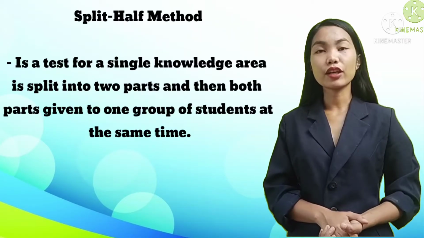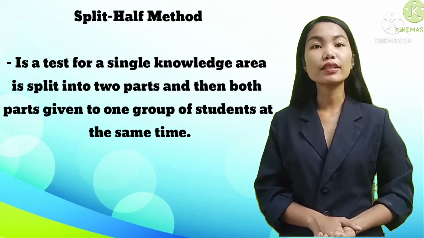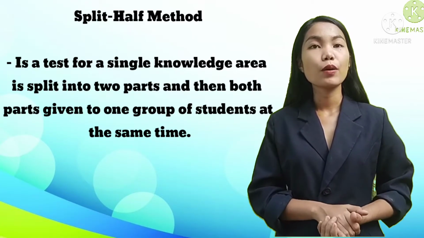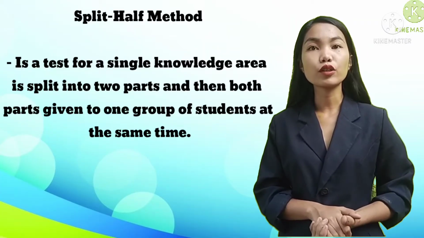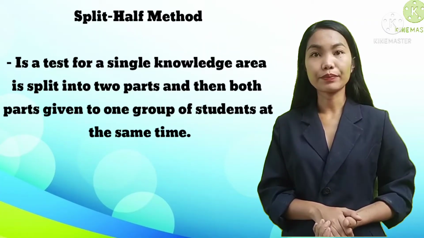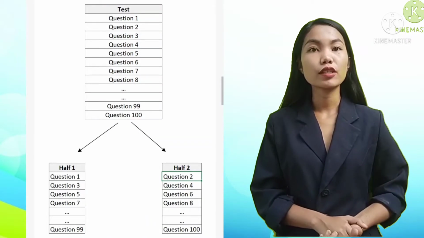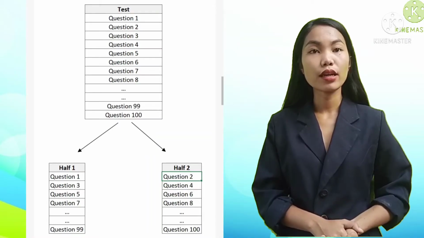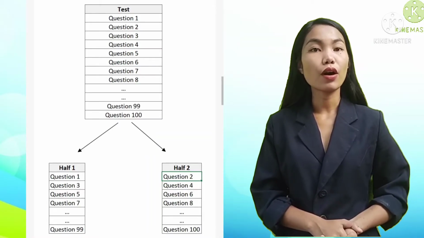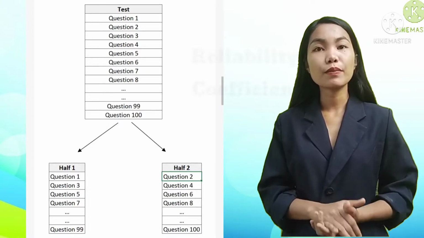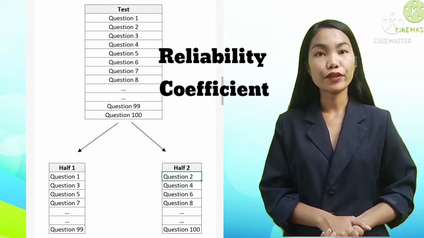Split half method is a test for a single knowledge area split into two parts, and then both parts are given to one group of students at the same time. To split the test into halves, the usual procedure is to divide the test questions into odd and even numbers or items. Then score them separately to estimate the reliability coefficient.